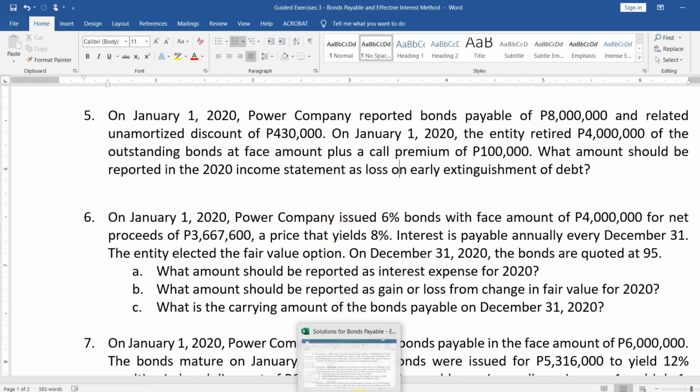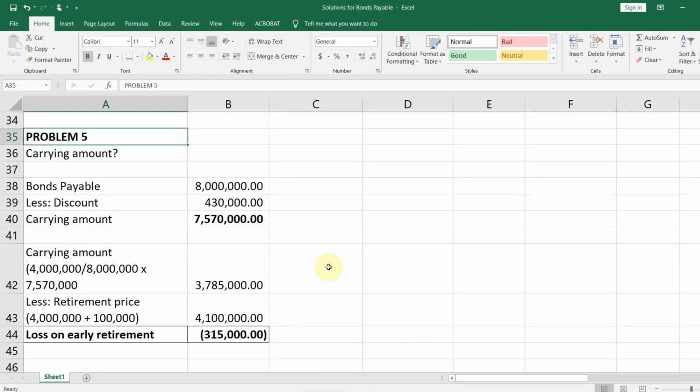Ma'am, kala ko ba bawal mag-recognize ng loss? Yun ay kapag conversion, gain or loss. Gain or loss on conversion. Ito naman ay gain or loss on retirement. Okay? So, una, we have to know the carrying amount of the bonds payable nung buo muna.